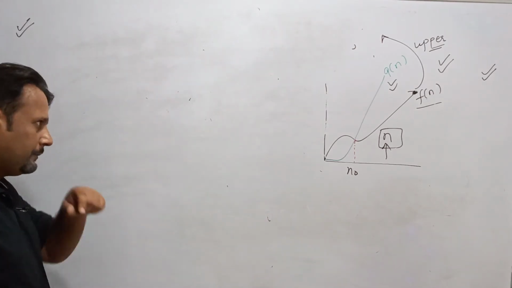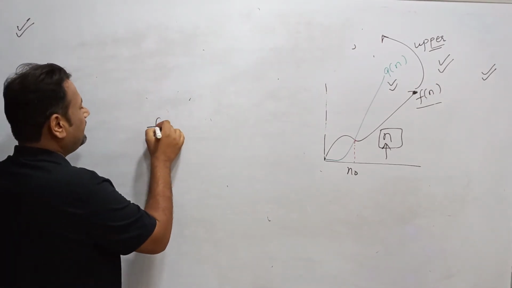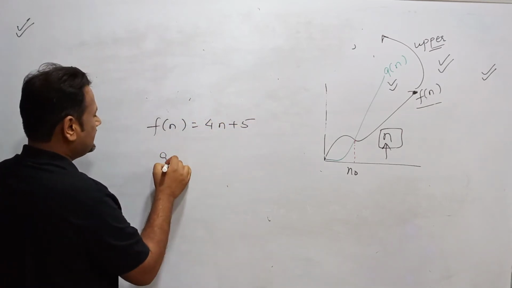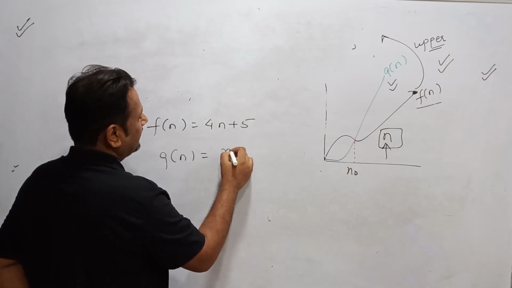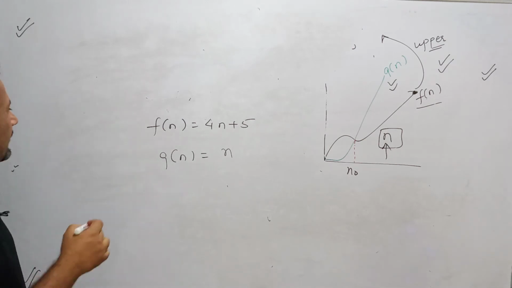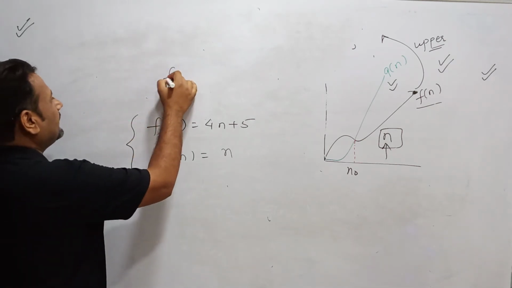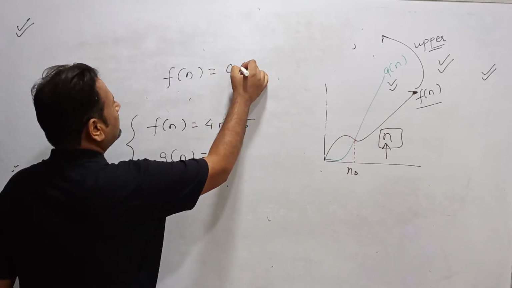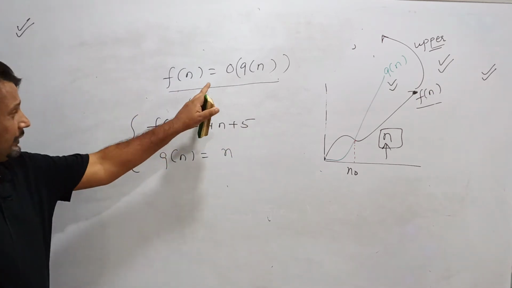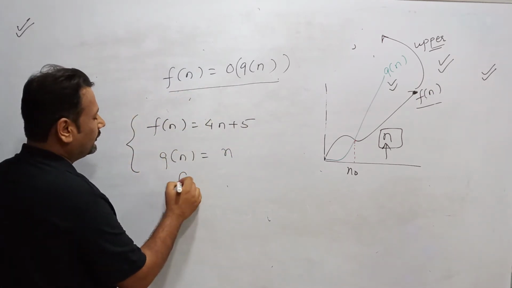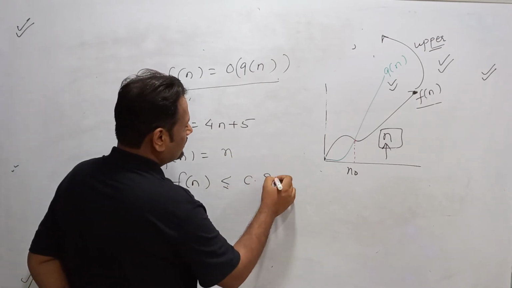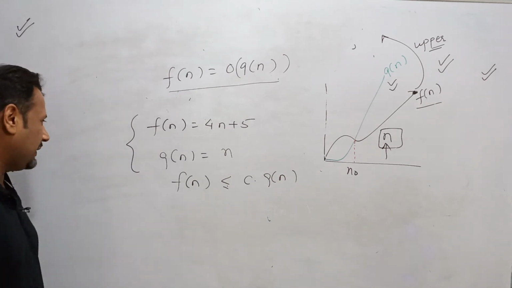Let me take another example. f(n) is equal to 4n plus 5. g(n) is equal to, let's say, n. Now we need to find out, can we write f(n) is equal to big O of g(n)? Under what condition can we write this? We can write this if we can prove that f(n) is less than or equal to c into g(n). Let me write the entire expression.